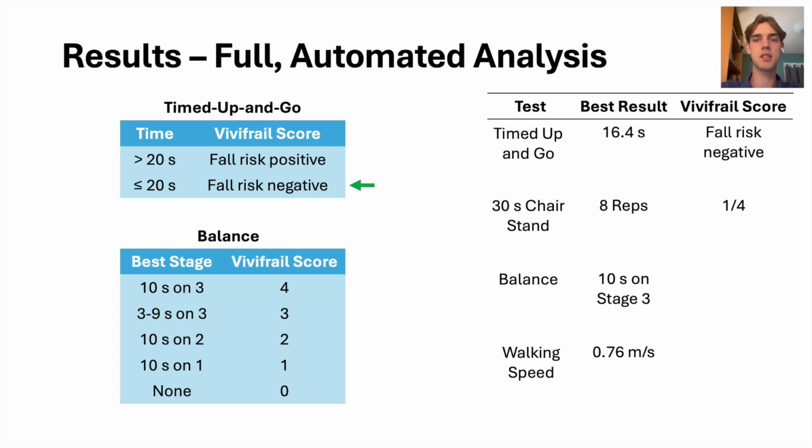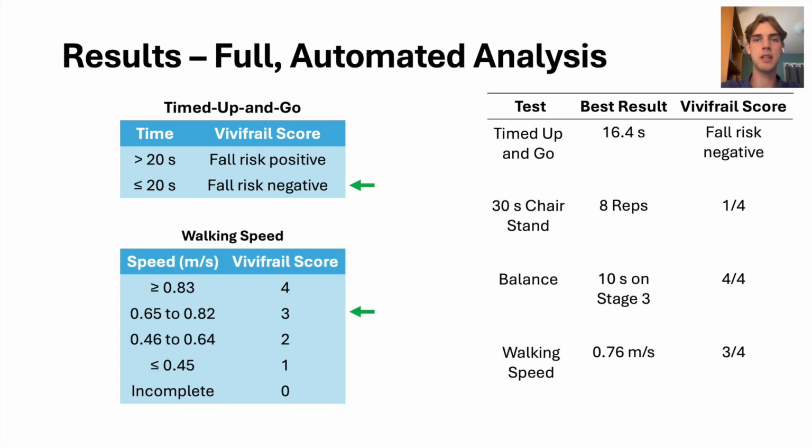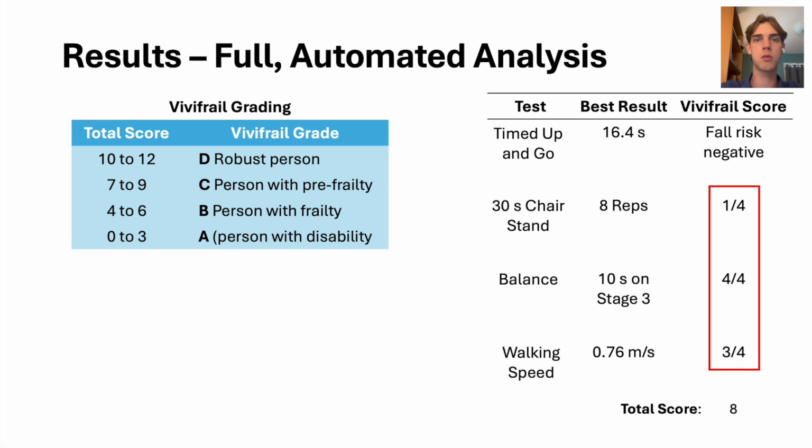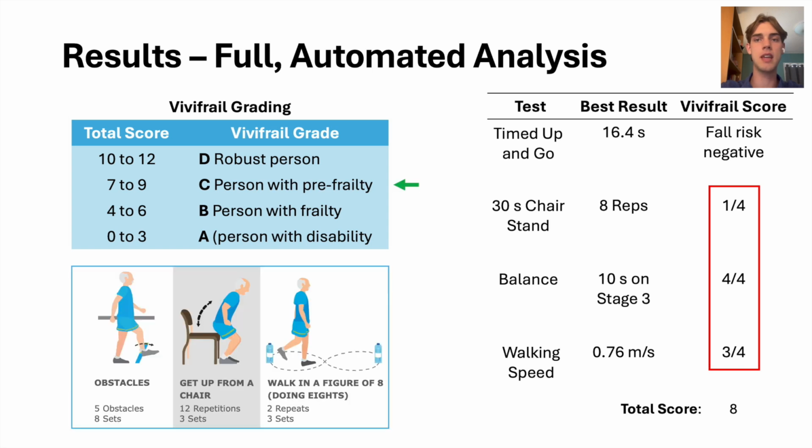They finished balance stage 3 for a score of 4, and their walking speed was 0.76 meters per second, a 3. These scores are added to assign a Vivifrail grade. This subject was graded C and would be given these exercises. My code automates this whole process.